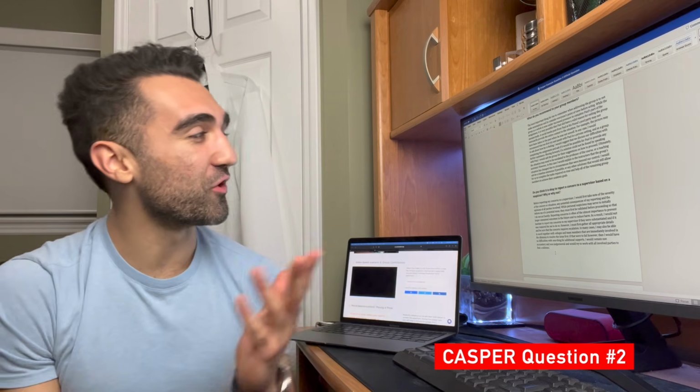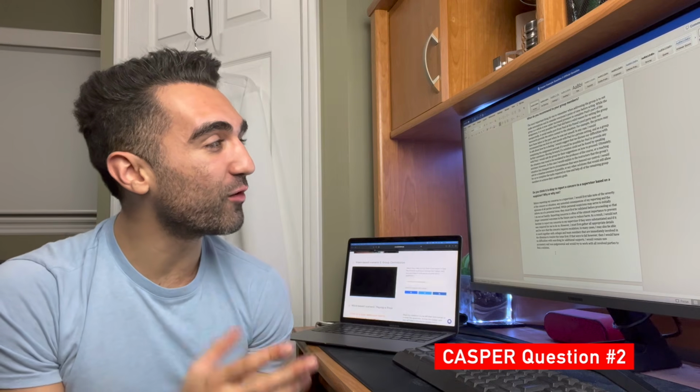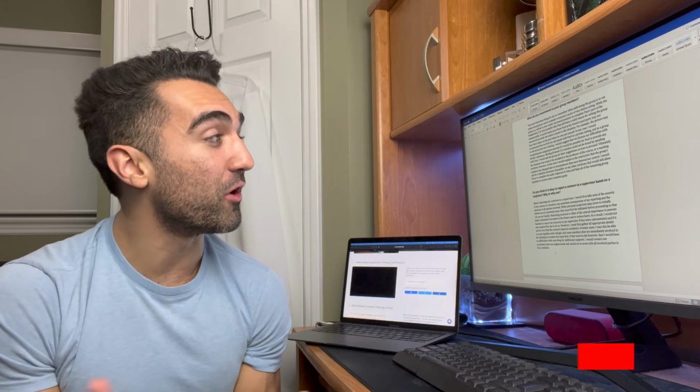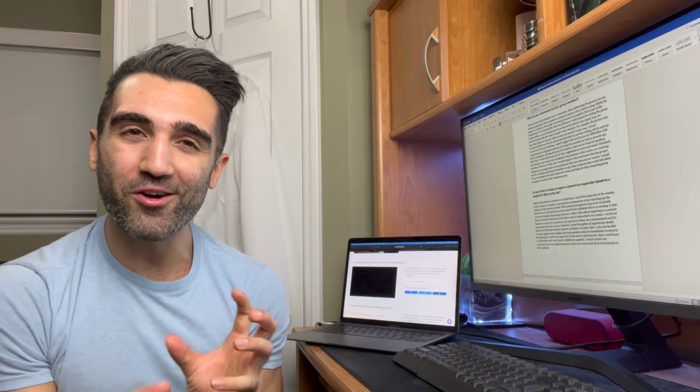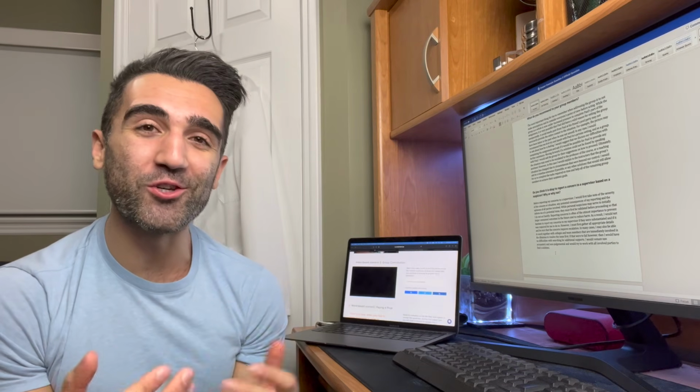Question 2 is a little bit more difficult, deviates a little bit from the standard formula of how you answer a Casper question. This one says, do you think it's okay to report a concern to a supervisor based on suspicion? Why or why not? You could tell how they're trying to trick you or catch you into saying something here.